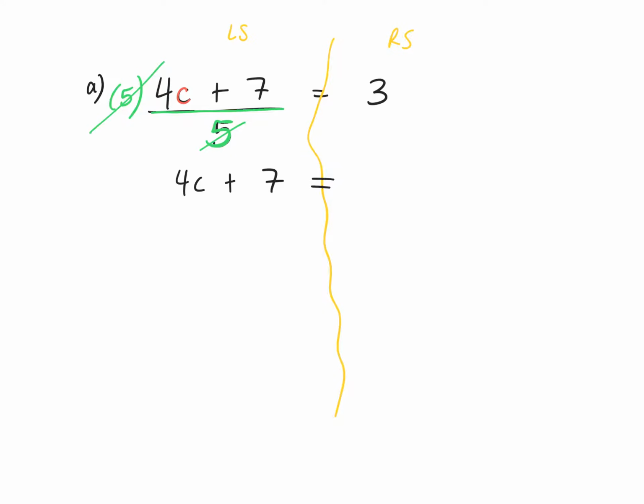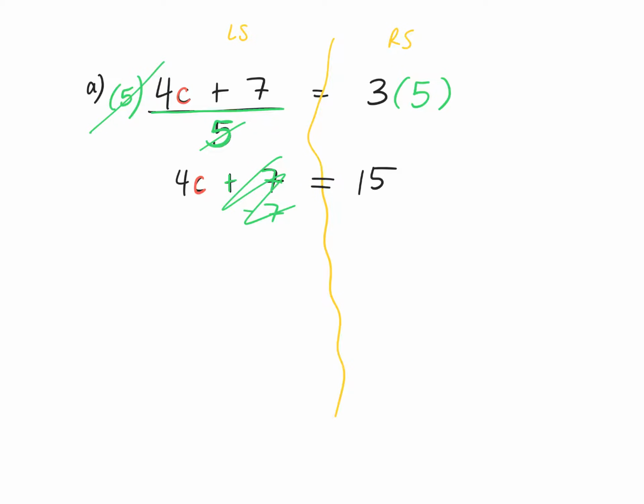What did I forget to do on the right side? Times it by 5. What's 3 times 5? Now is this way easier to solve? Simple? Like what we did yesterday? I have 4 times C plus 7. What's the opposite of plus 7? Take away 7. Again, we're doing that because I want to get rid of this.